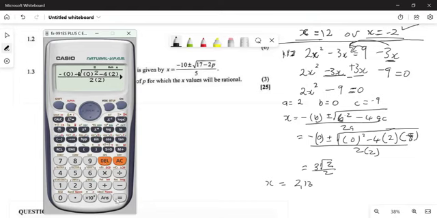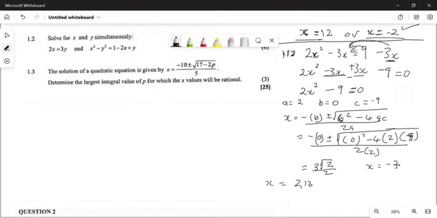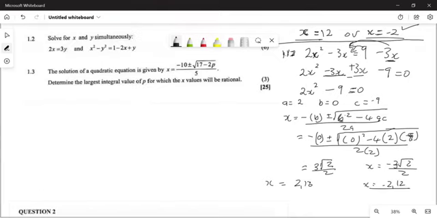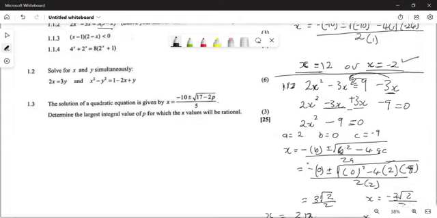I got in fraction -3 root of 2 all over 2, and in decimal -2,12. So x is going to be -2,12, like this. Here it was 2,12, and here is negative 2,12. Okay, sure.